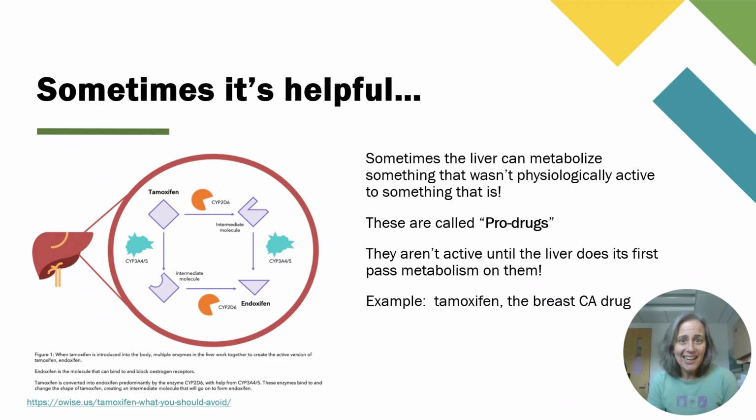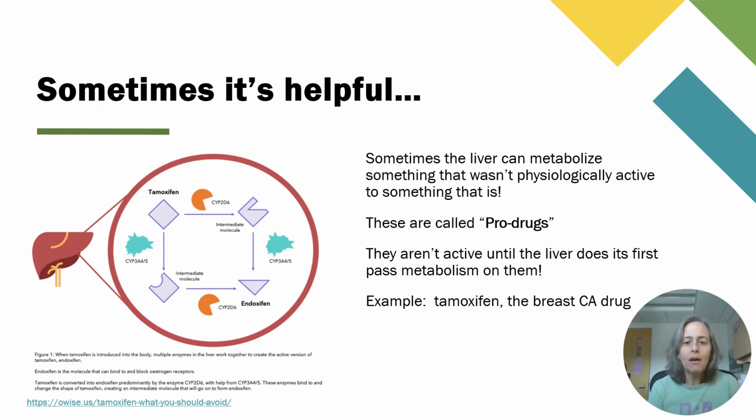On the flip side, sometimes the liver can actually do things that are for our benefit. We just talked about how the liver can destroy some of a drug. Usually the amount that goes into your general circulation is a far lower concentration than what you absorbed from your intestines, because the liver just gets rid of a whole bunch of it. But sometimes the liver's enzymes will change a molecule from a physiologically inactive substance to an active substance. When that happens, that's called a prodrug.